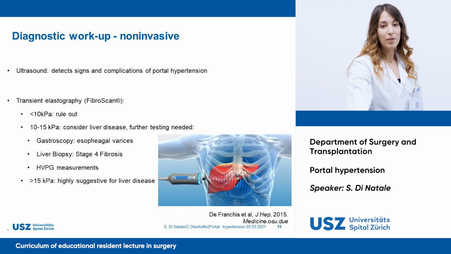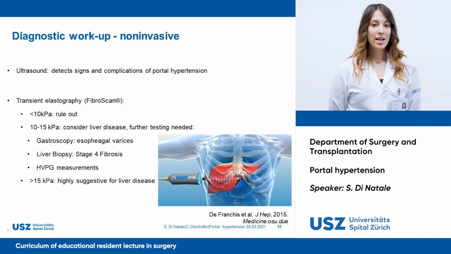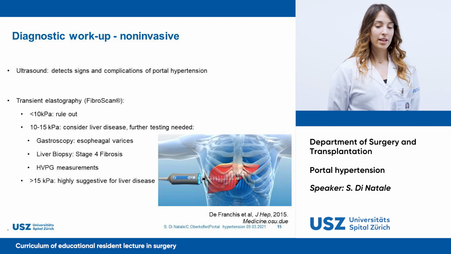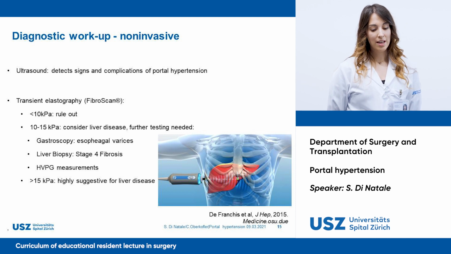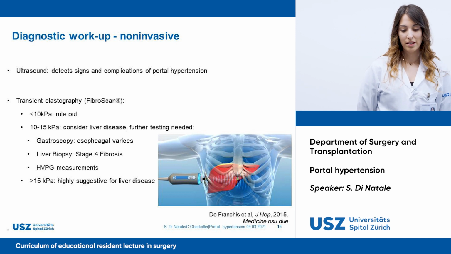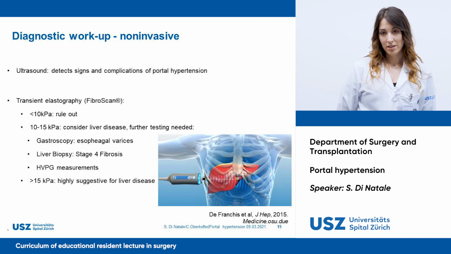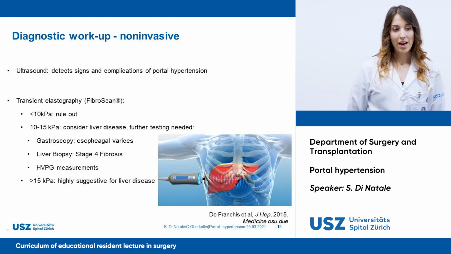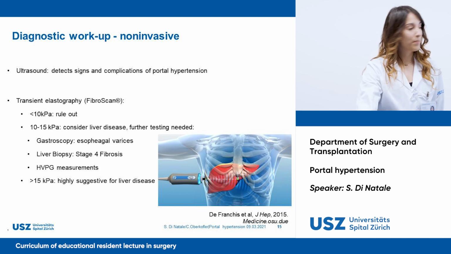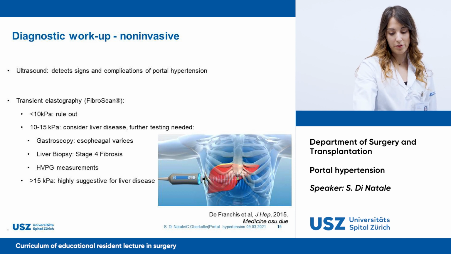First, an ultrasound is recommended, which may detect signs and complications of portal hypertension. And second, a transient elastography, with values under 10 kilopascals in the absence of clinical signs ruling out a liver disease. Values between 10 and 15 kilopascals are suggestive of a liver disease, but further confirmatory tests are recommended, such as an upper GI endoscopy, liver biopsy, and hepatic venous pressure gradient measurements. Values greater than 15 kilopascals are highly suggestive of a liver disease.